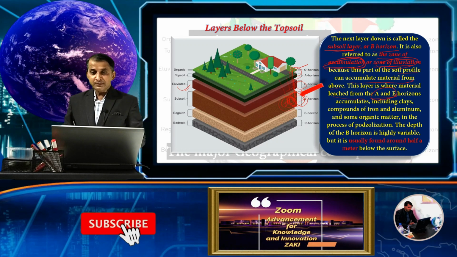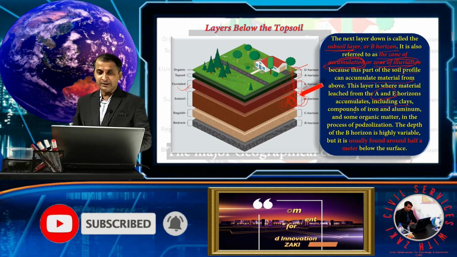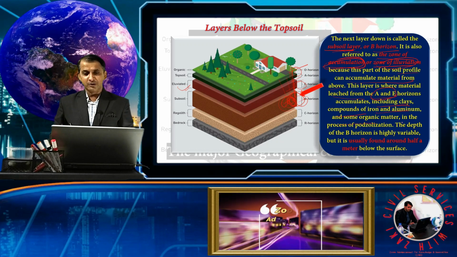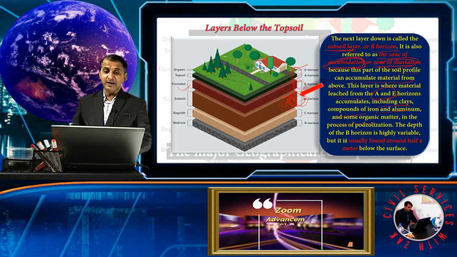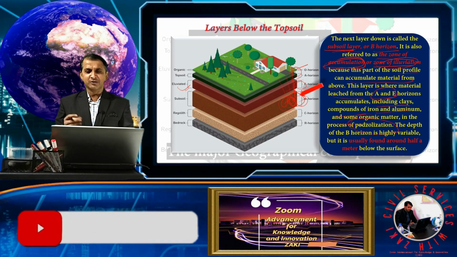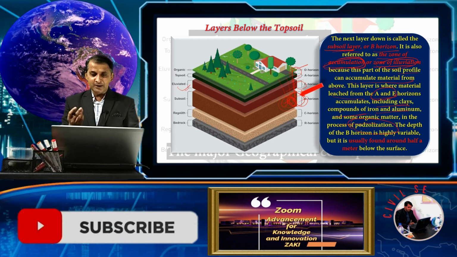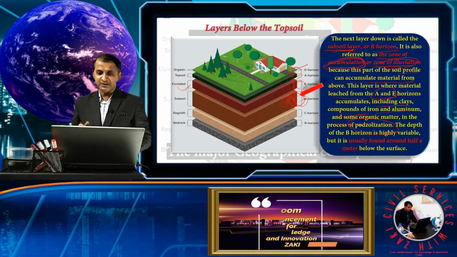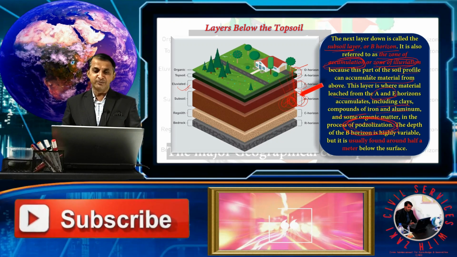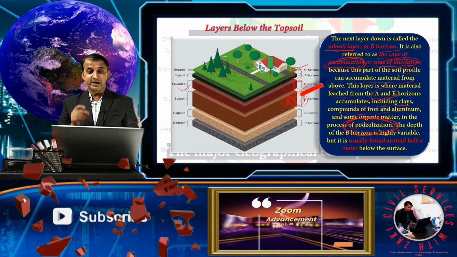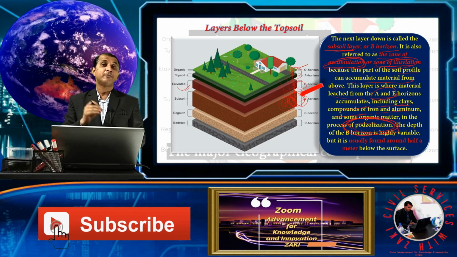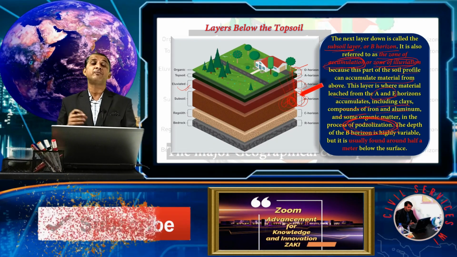horizon. The B horizon accumulates material from the A and E horizons, including clay compounds, iron, aluminium, and some organic matter, in the process of podzolization. So what is podzolization? It is the process of accumulation, including clay compounds, iron and minerals, meaning inorganic or organic accumulations in this area, which begins the process of podzolization.